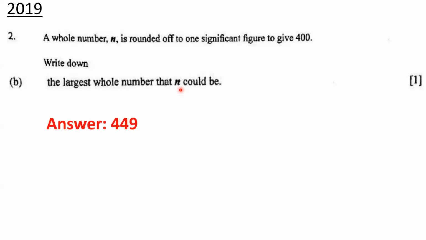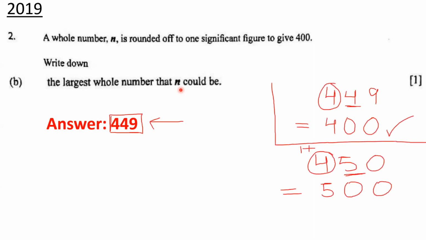And so the answer is 449. And the reason why it's 449 is because if we were to round off 449 to one significant figure, well, we can circle 4 as the first significant figure, and we look to the right of 4, which is going to be another 4.